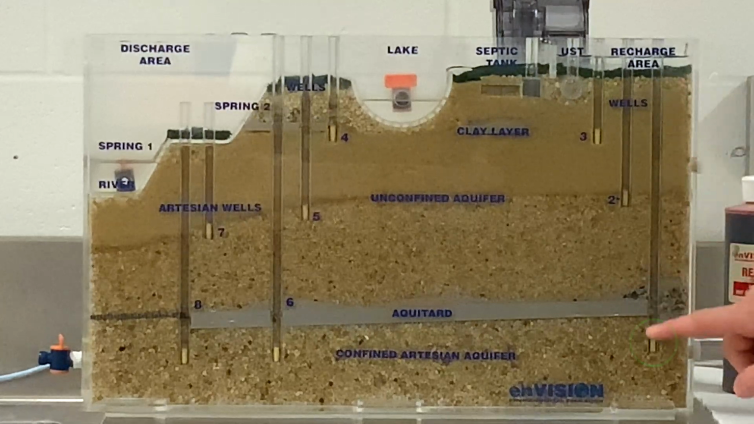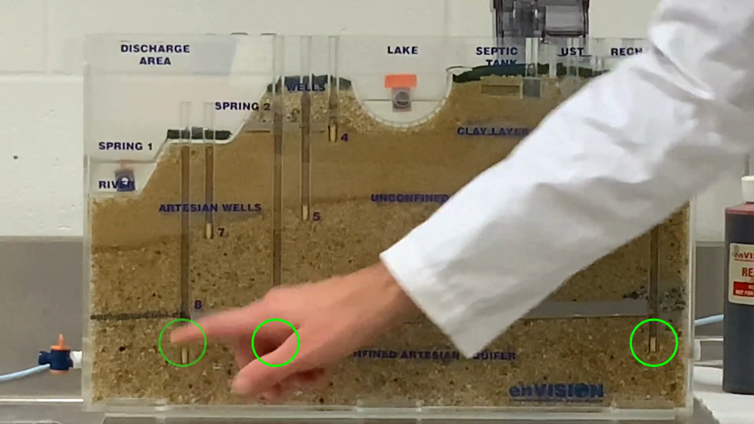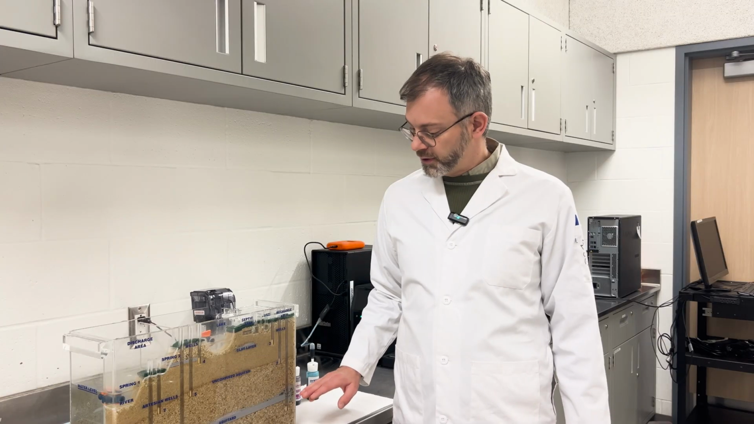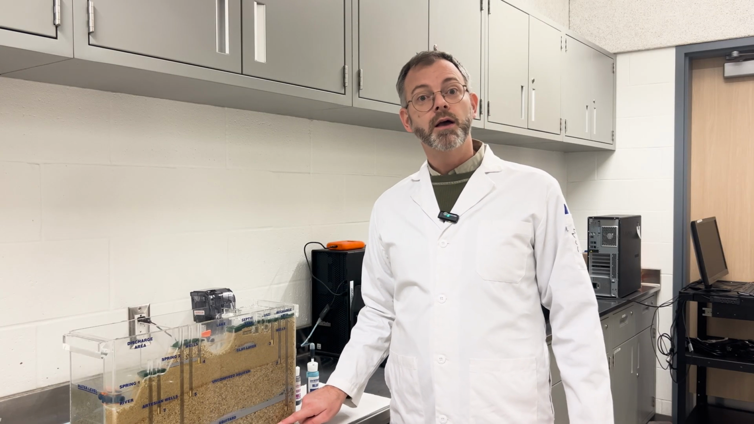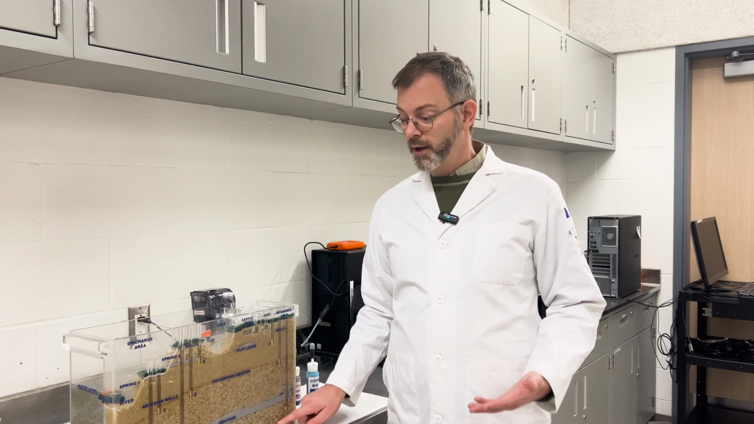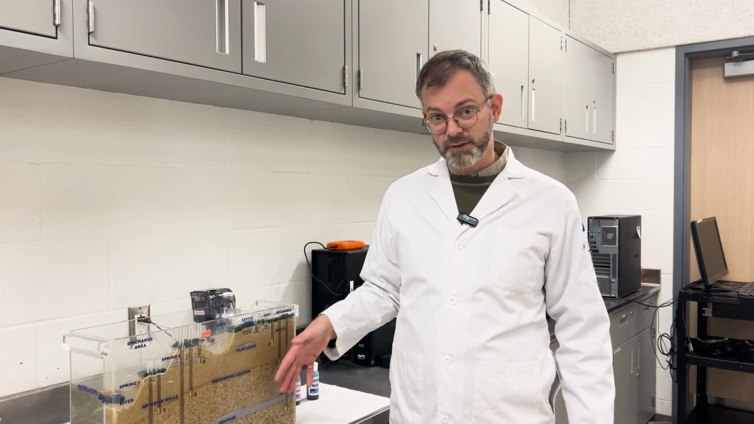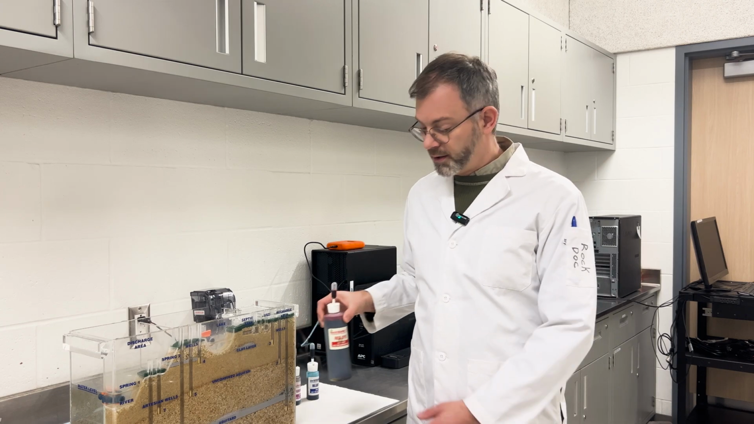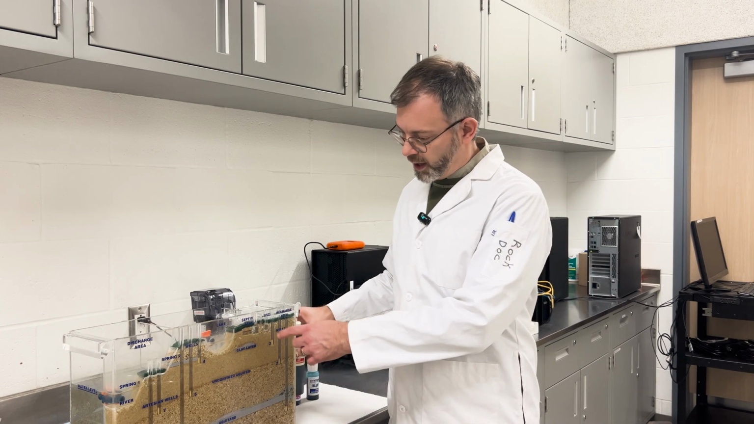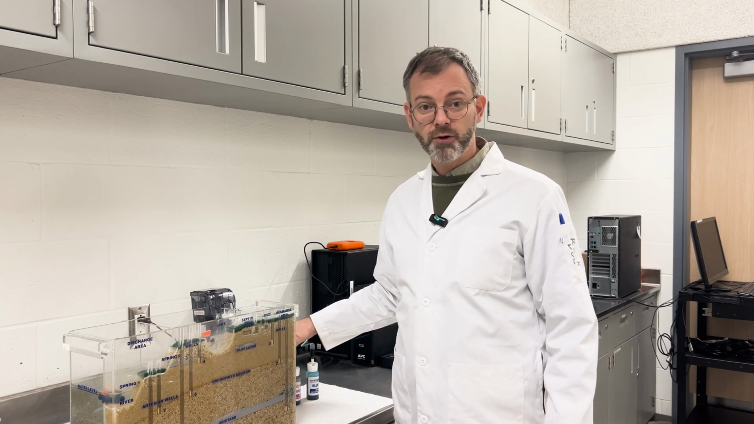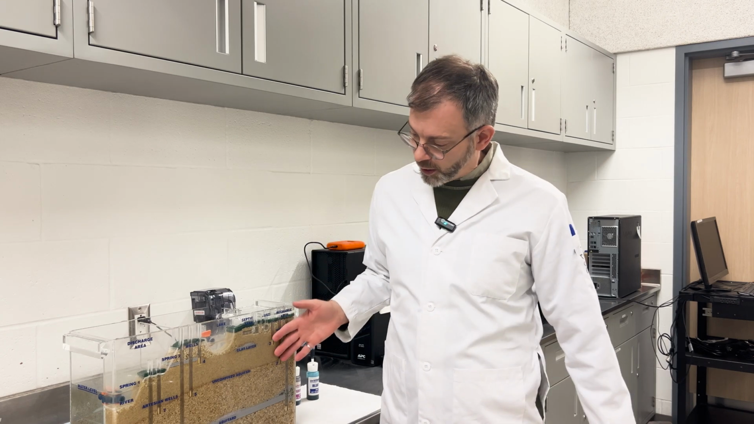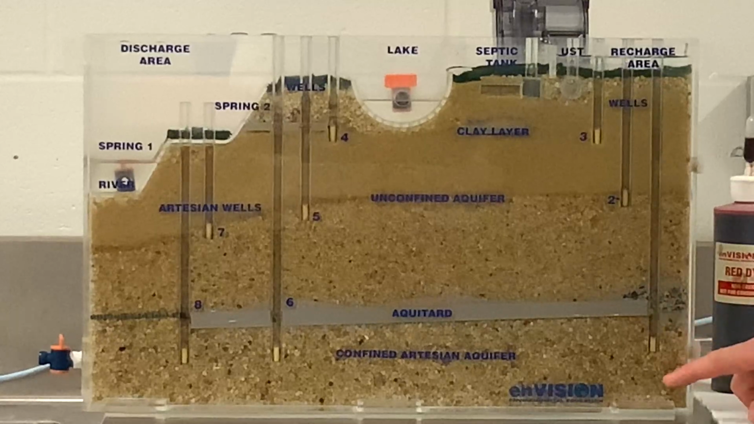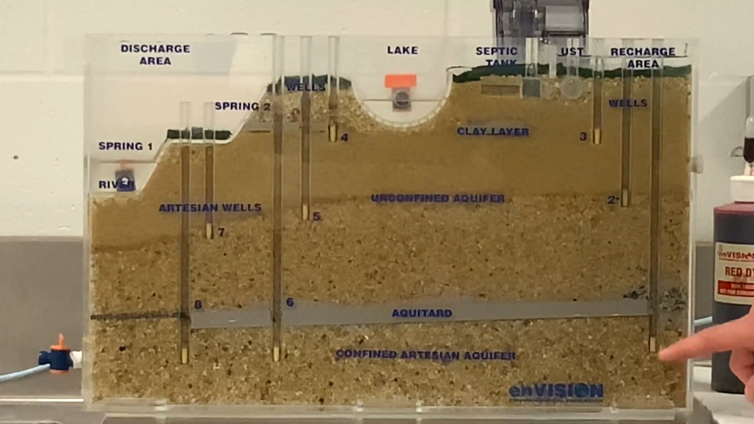So this well here, as well as this one and this one, are all below this aquitard level. And so this aquitard protects the underlying aquifer from contaminants from the surface. And so we'll watch the flow by injecting dyes into the wells and into the different infrastructure and see how the water flows through the different layers and how this aquitard protects the well down below.